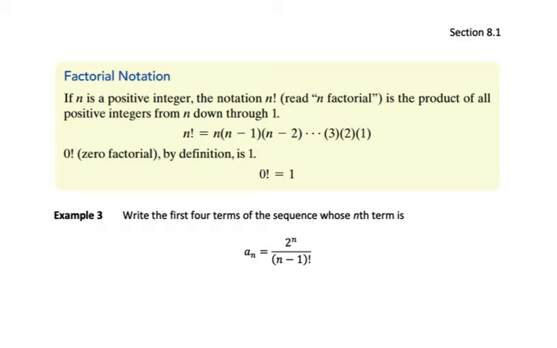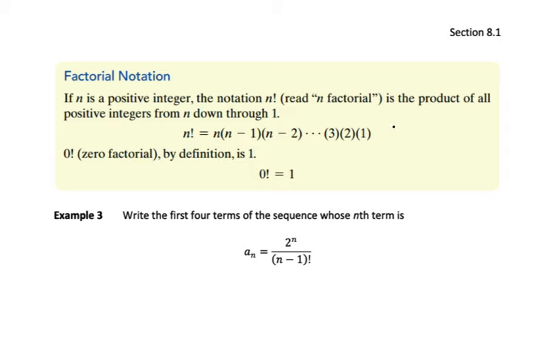In this video for section 8.1, we're going to look at a couple of new notations. The first is factorial notation. When we have factorial notation, we put an exclamation point after a number, and that tells us that we're going to multiply by every number from that number down through 1.